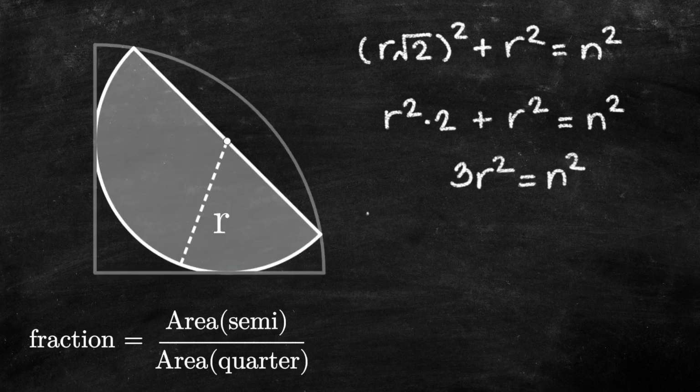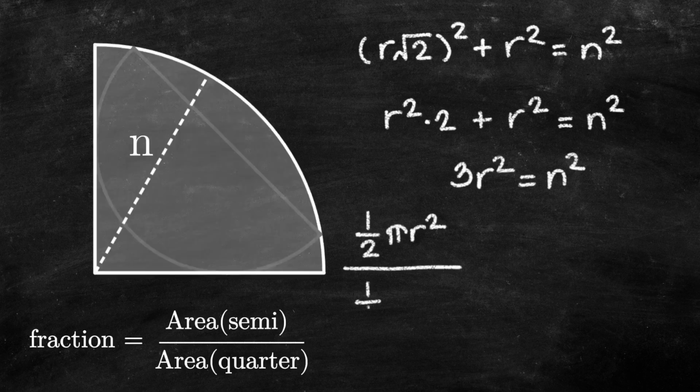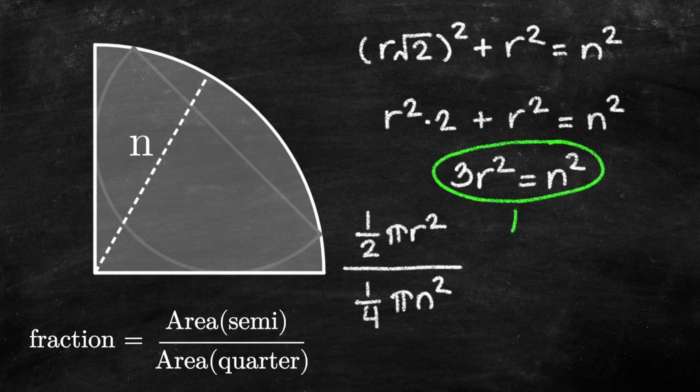The area of the semicircle is 1/2 times pi times radius squared. The area of the quarter circle is 1/4 times pi times radius squared. Substitute n squared equals 3r squared into the equation. All right, let's substitute.